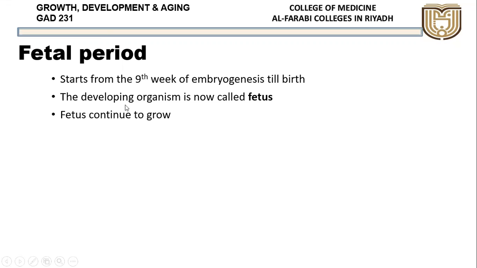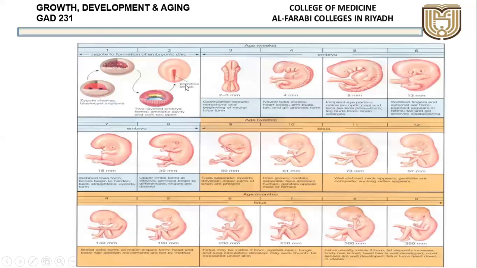The developing organism now is called the fetus. Till now it was called embryo till the ninth week. Now starting from the ninth week till birth, it will be called the fetus, because now it looks almost like a human, with some features. The fetus continues to grow much faster. Now this is how we can see here.